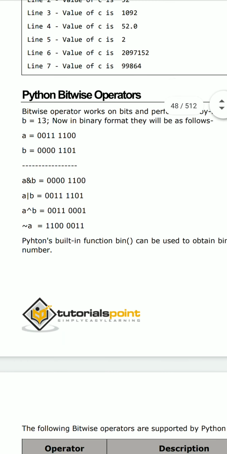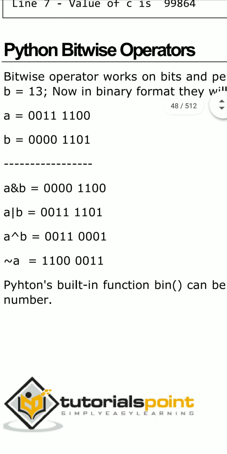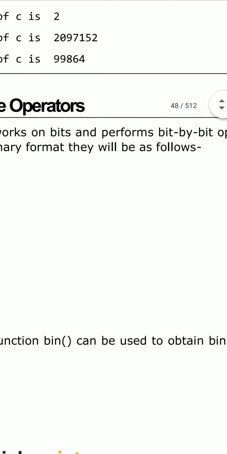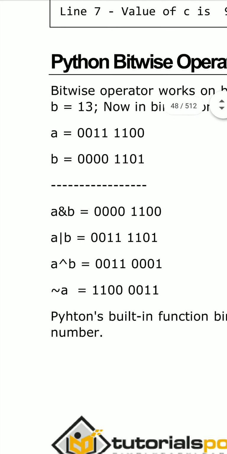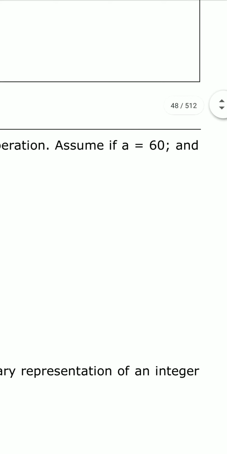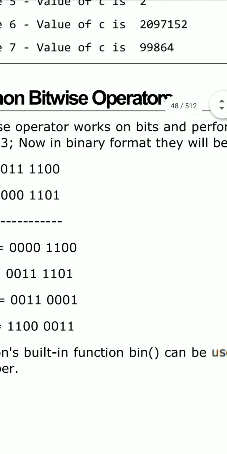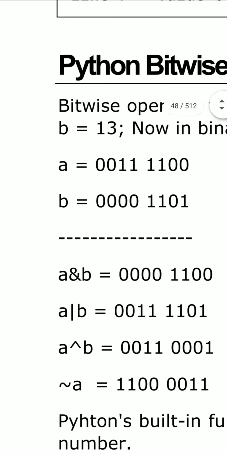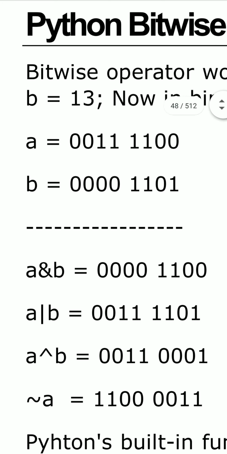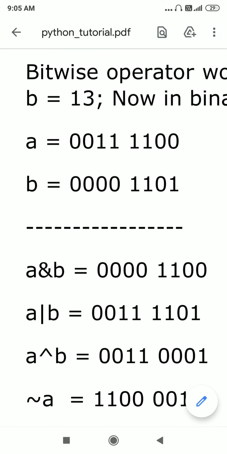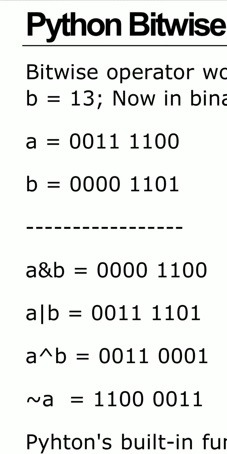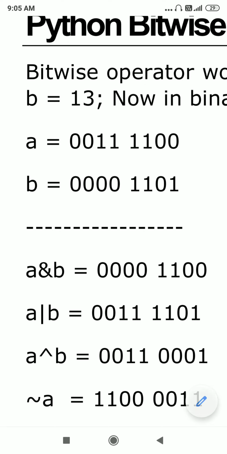And next we have Python bitwise operators. So what is a bitwise operator? Bitwise means every value is taken in zeros and ones. Suppose we have taken A equal to 60 and B equal to 13, then we have to write these in zeros and ones form. So this is the value for 60 in binary format, and this is the value for 13 in binary format.